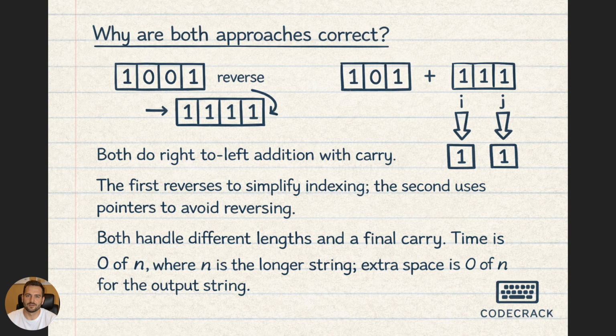Why are both approaches correct? Both do right-to-left addition with carry. The first reverses to simplify indexing. The second uses pointers to avoid reversing. Both handle different lengths and a final carry. Time is O of n, where n is the longer string. Extra space is O of n for the output string.